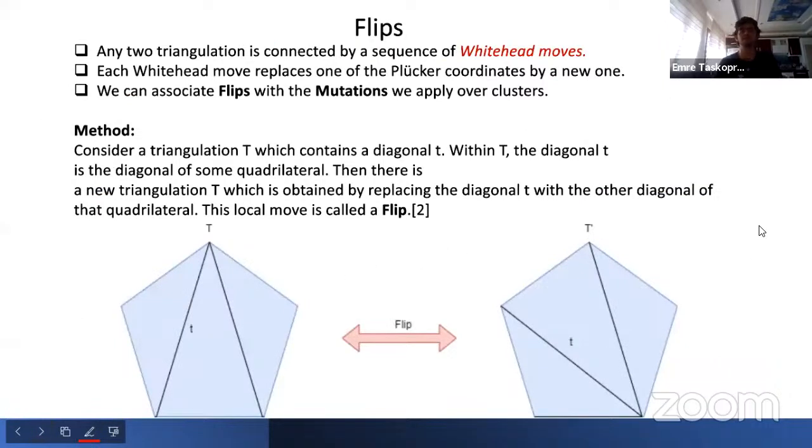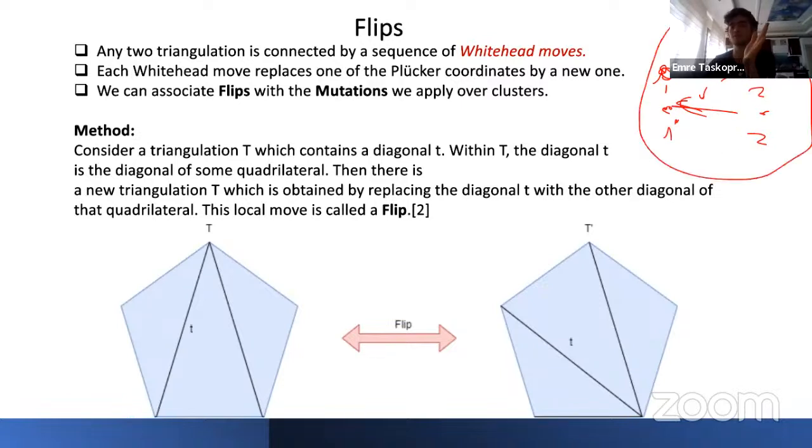Next, we have flips. We've said that we can mutate our clusters, seed graphs, like this. If I mutate the first one and the second one, first one will be prime, and the quiver between them will be reversed. However, if you would like to take this application and apply it to a polygon, you can use the mutable vertices of Q, which are diagonals in that pentagon. Any two triangulations are connected by a sequence of Whitehead moves, and we call this flip a Whitehead move. Each Whitehead move replaces one of the Plücker coordinates by a new one. We can associate flips with the mutations we apply over clusters that I've stated right over here.